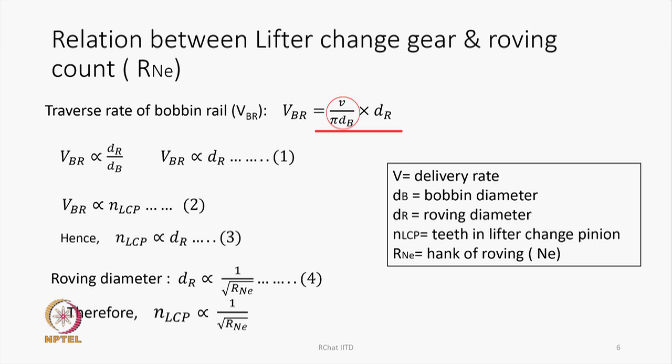Now, VBR, therefore, we can write, is proportional to dr by dB, because v is going to be kept constant.